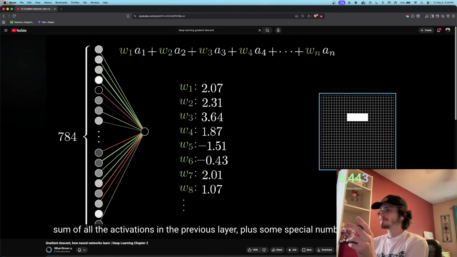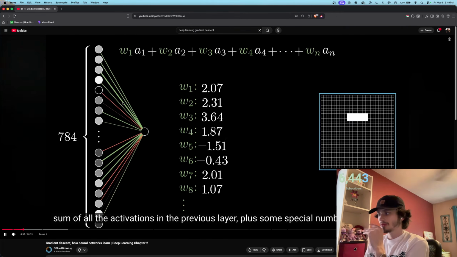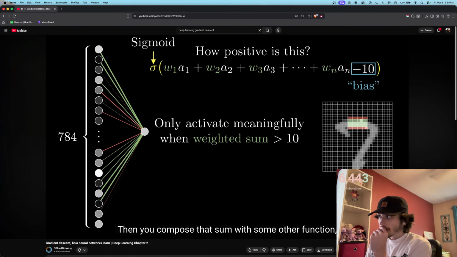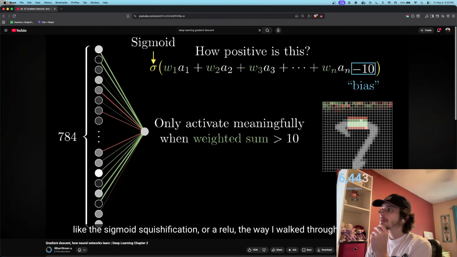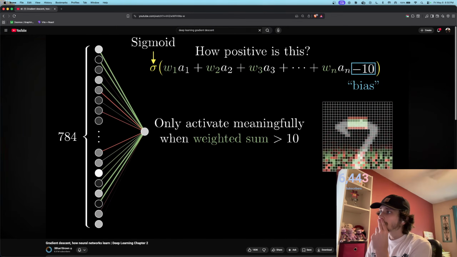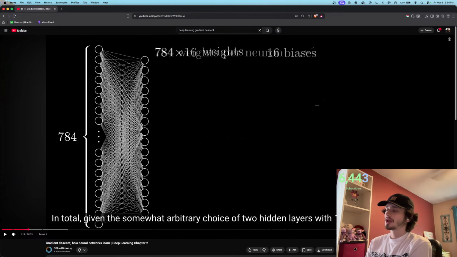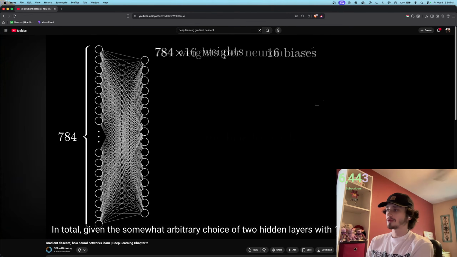You then, in each following layer of the network, apply weights to the activations of the previous layer plus some special number called a bias. Then you compose that sum with some other function, like the sigmoid squishification or a ReLU, the way that I walked through last video. So you're just applying some sort of function in between the layers.